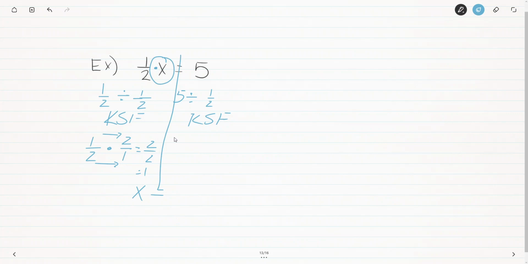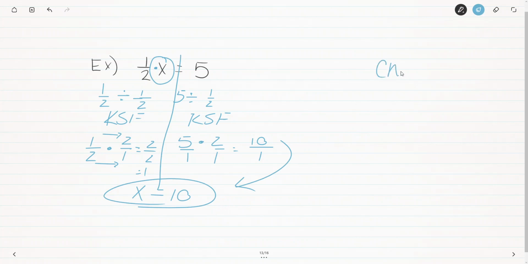Do keep, switch, flip here. 5 times 2 over 1. Lonely whole numbers go over 1. 5 times 2 is 10. 1 times 1 is 1. So I just get 10 over 1, which is just 10. So now I have x equals 10. I can do my check step now. 1 half times blank is equal to 5.